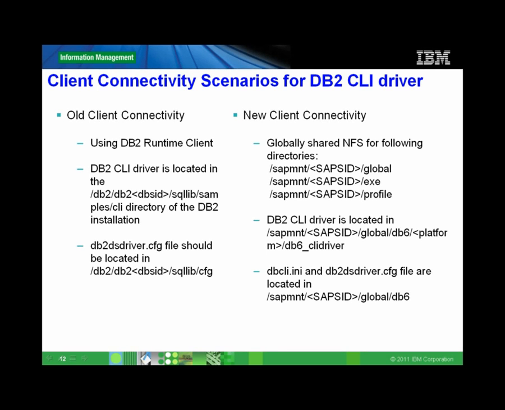But if your SAP system runs with new client connectivity, certain information is located in a globally shared NFS. There are 3 directories which are mounted on each dialog instance under the following paths: /sapmnt/SID/global, /sapmnt/SID/exe, /sapmnt/SID/profile. The CLI driver will also be located in the global directory in the subdirectory db6/platform/db6_cli_driver. The platform part in the path depends on the platform your system is running on. For example, for AIX, the part is aix_64.